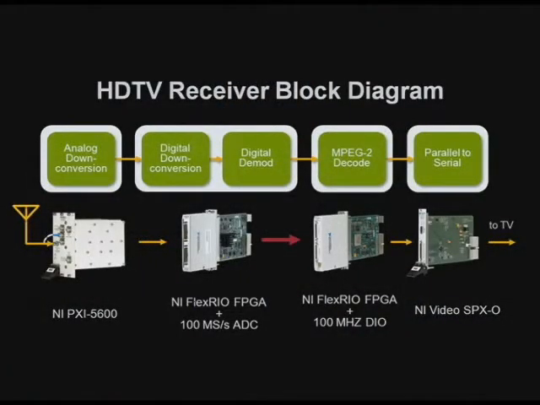In this system, we're using a prototype 100 megasample per second, 14-bit analog input module on the first FlexRIO to digitize our intermediate frequency signal. And then on the FPGA, we're doing further down conversion and demodulation. On the second FlexRIO, we implement an MPEG-2 decoder core and then send the data out to the TV through the NI 6581 high-speed digital adapter module.